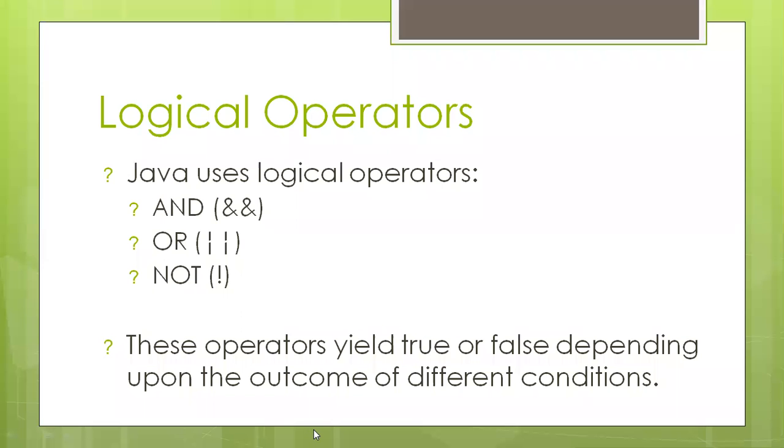Okay, now and, or. First of all, what is a logical operator? A logical operator is used to join two relational expressions. Logical operators are used to join two relational expressions, giving true or false depending upon the outcome of the different conditions. It is used to give true or false on the basis of the given two conditions.